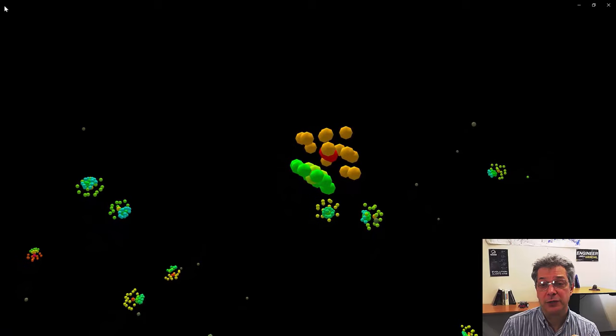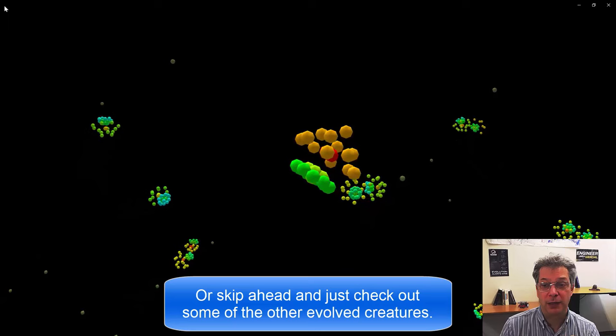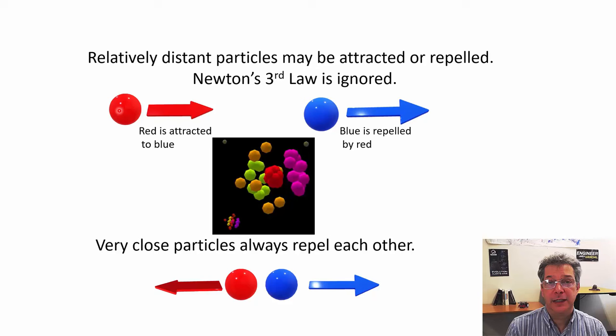In order to understand this better, we need to take a closer look at exactly how the particle model works. So let's do that now. The basic idea for both the 2D and the 3D versions of particle life is that there are different types of particles represented by colors, and those particles are either attracted or repelled by each other. And we're also ignoring Newton's third law, which says for every force, there is an equal and opposite force. That's critical to getting the interesting behaviors that we get out of particle life models.